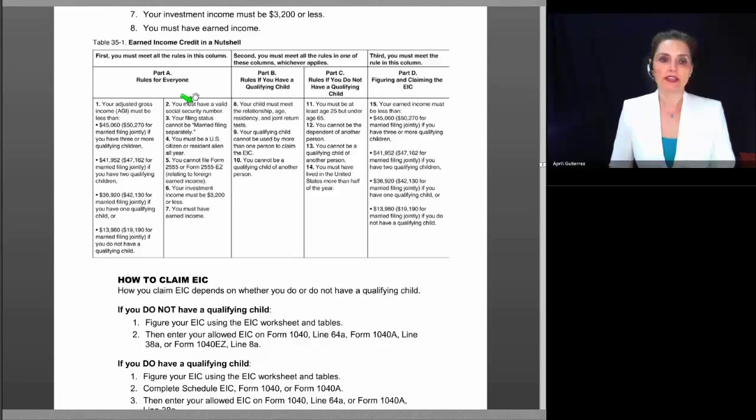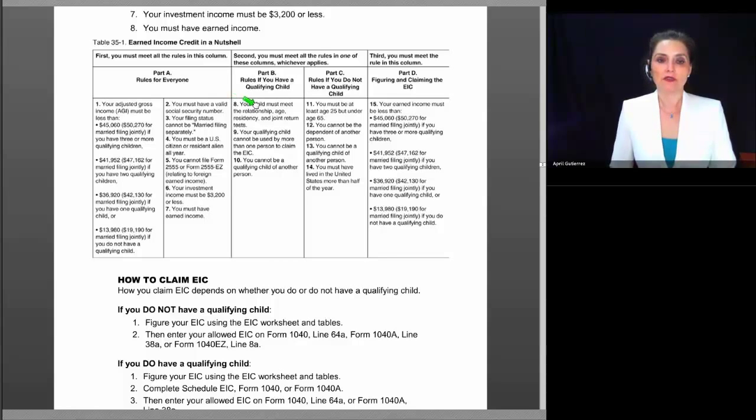Then rule number two says you must have a valid Social Security number, and your filing status cannot be married filing separate. You must be a U.S. citizen or a resident alien all year. You cannot file Form 2555. Your investment income must be less than $3,200 and you must have earned income. So regardless of whether you have a qualifying child or not, all of the rules in Part A apply to everyone. If you do have a qualifying child, then we go over and look at the additional three rules that apply when there is a qualifying child.